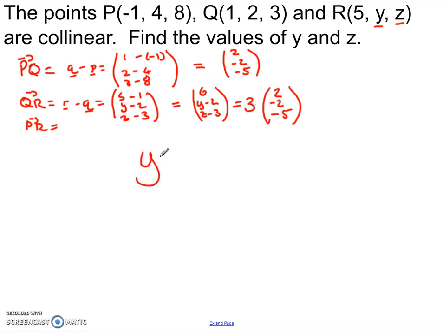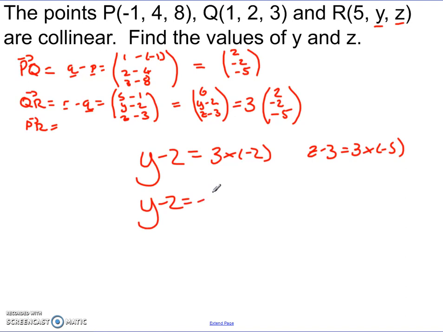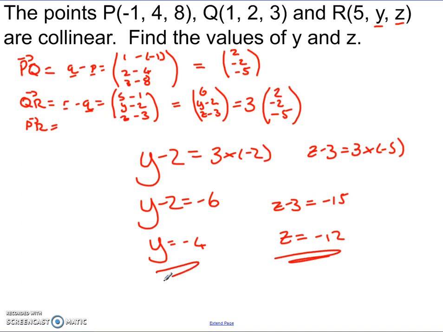So what I then can say is that y minus 2 equals 3 times negative 2, and z minus 3 equals 3 times negative 5. Then I can solve these two equations and get y and z. So I then know that y minus 2 is equal to negative 6, y equals negative 4, and z minus 3 equals negative 15, z equals negative 12. So there you go, I've got my y and I've got my z. If I need to, I can state the coordinates of r based on that as being 5, negative 4, negative 12. That right there is where the r exists.